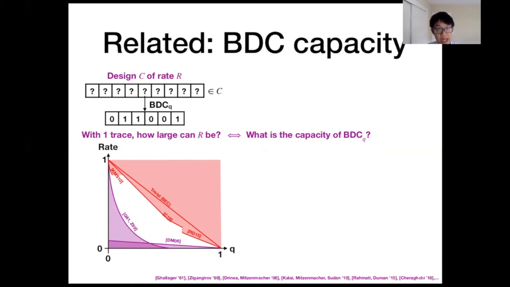So we could ask, can you do trace reconstruction with just one trace? Clearly, you can't do worst case reconstruction, but could you do coded trace reconstruction? If you have one trace, what's the largest rate of a code you can get such that you can decode from one trace? In information theory language, this is exactly the question of what is the capacity of the binary deletion channel. And this is a well-studied, difficult problem. In this picture, I sketched the best known results, I think. And as you can see, there's a lot of different works and there are some gaps to close.